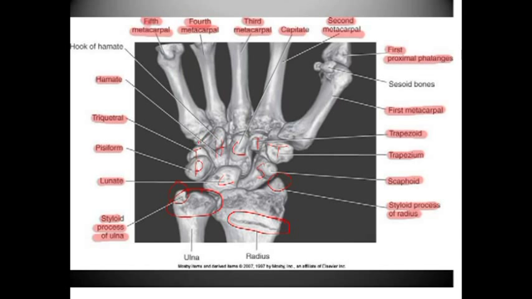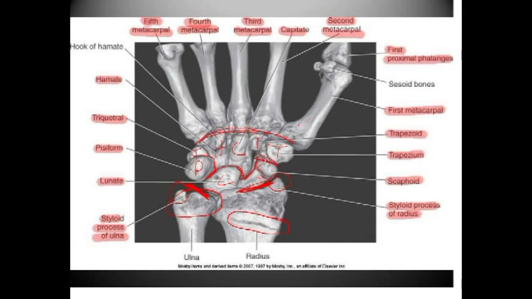And then we have carpometacarpal joints. In between each of the carpals are the intercarpal joints. Here is the ulnocarpal joint, and the radiocarpal joint.